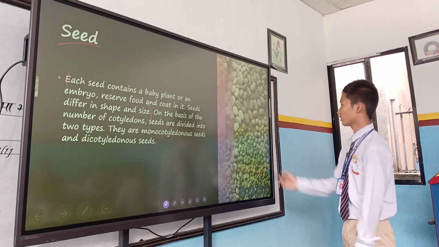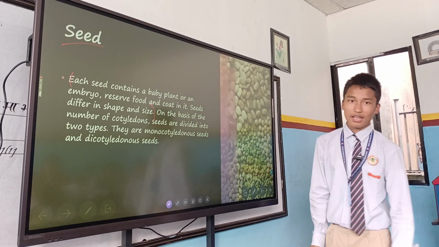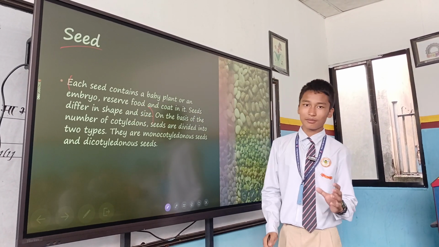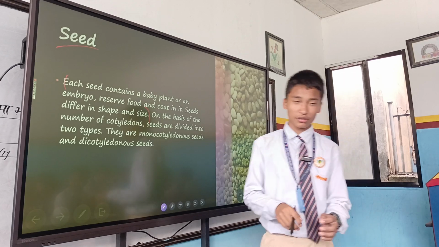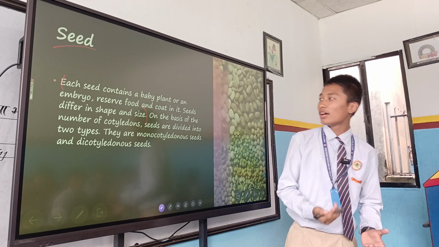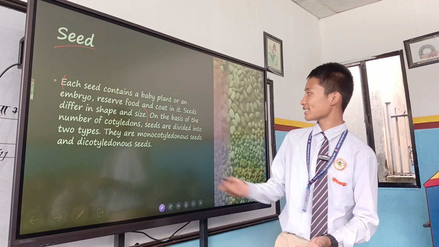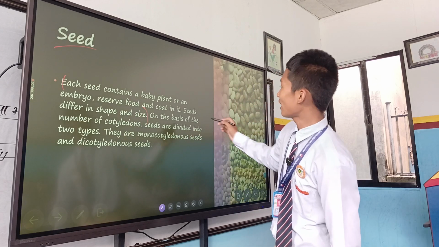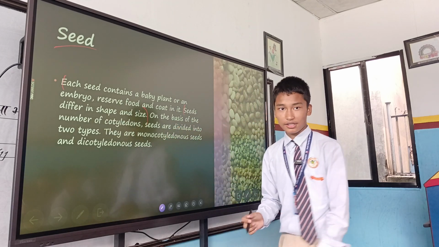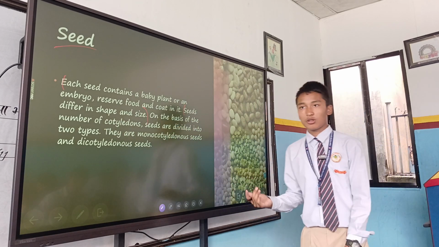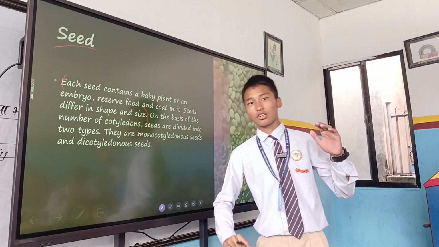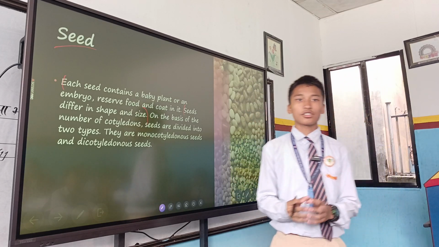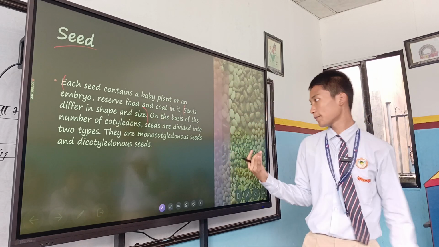As you can see in a potato, it is a seed, but after you cut through the potato, there is some edible food inside. And seeds also differ in shape and size. Just like human beings, some are taller, some are shorter. In seeds, some may be small and some may be big.